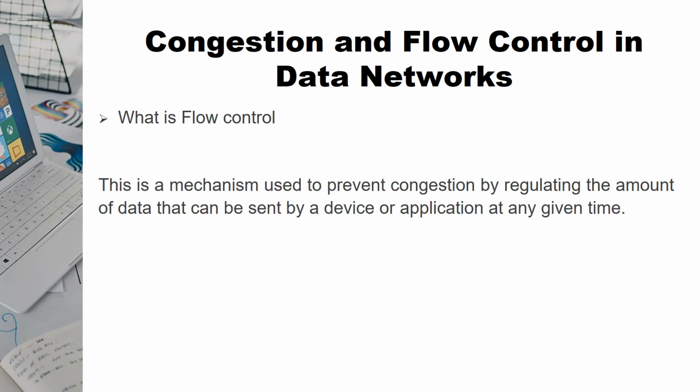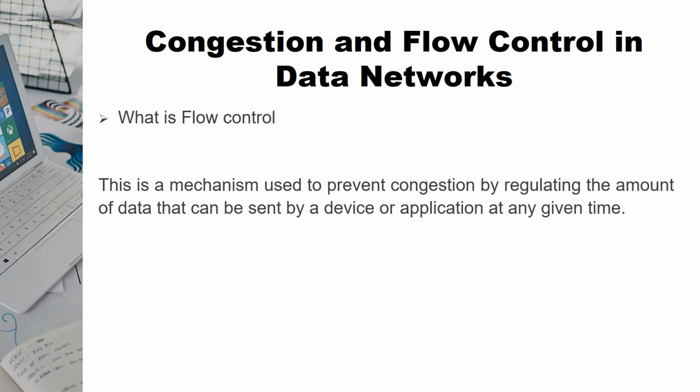Now talking of flow control, a flow refers to the sequence of packets transmitted from a source device to a destination device over a network. So flow control refers to the mechanisms used to regulate the flow of packets between devices. Flow control ensures that the sender does not overwhelm the receiver with too much data, which can lead to congestion and packet loss. Flow control mechanisms regulate the amount of data that can be sent at one time.